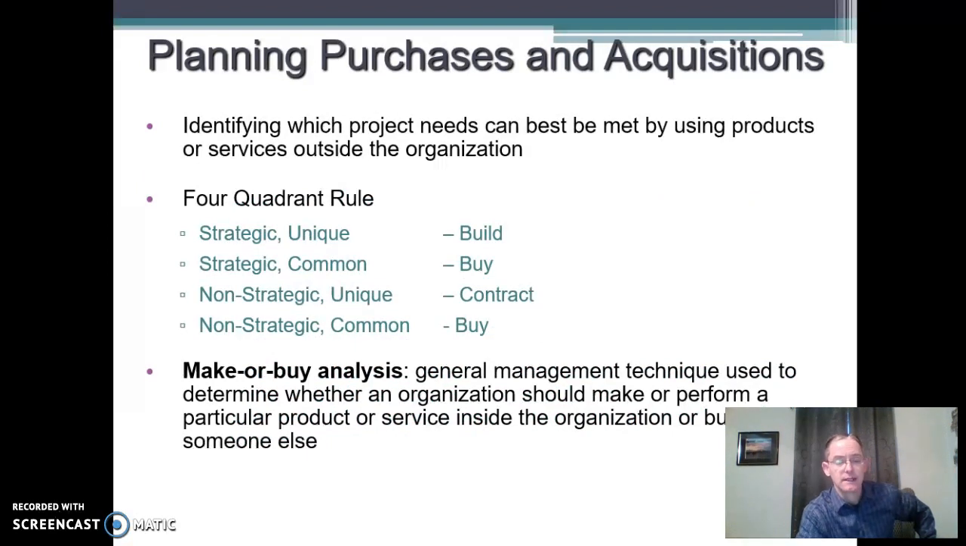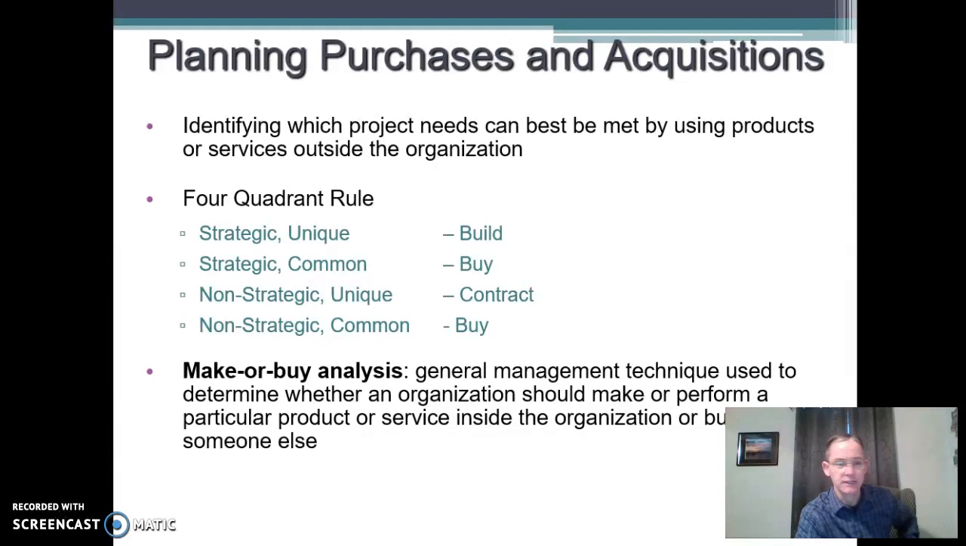How do you decide when to contract? There's a number of ways to do this. The 4-quadrant rule is what I tend to stick with, which is, look, if you've got something that's strategic and it's unique, we should build that in-house because that's something we want to own all the intellectual property for because it's going to be a competitive advantage for us. If something is strategic but common across the industry, like it's really important to us, but everyone else has them too, buy it. Go buy the best one that's created out there.